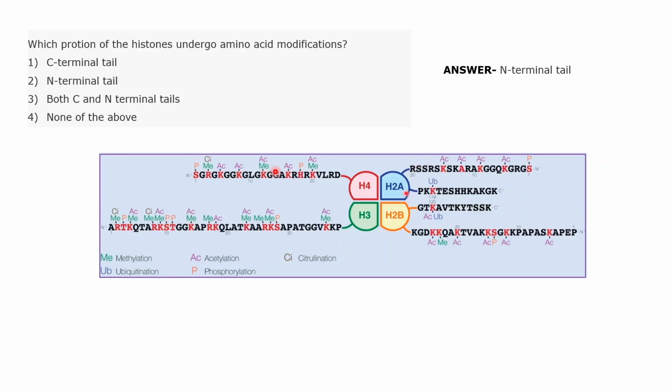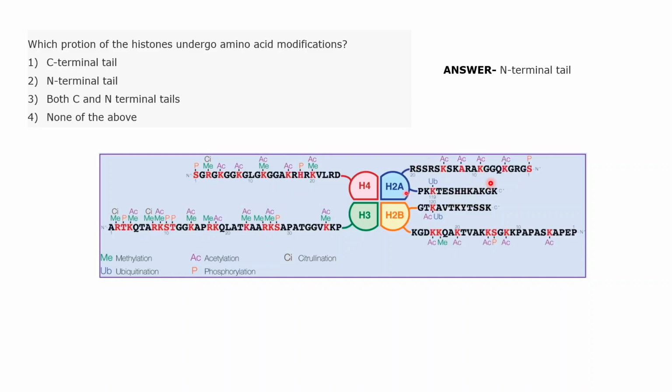You can see that the C-terminal end is actually found inside, where the histones interact with each other to form the histone octamer, while the N-terminal is actually bound to the outside. You can see that the N-terminal of this particular H3 histone is much longer as compared to the others.